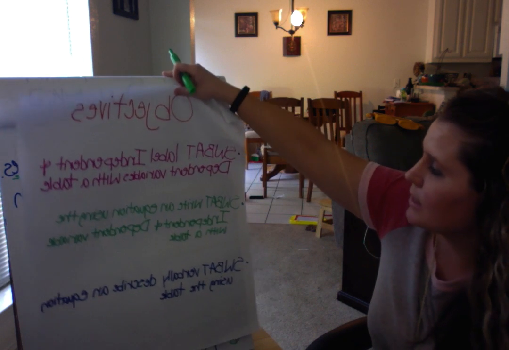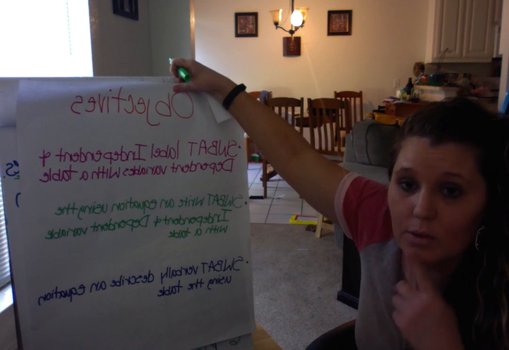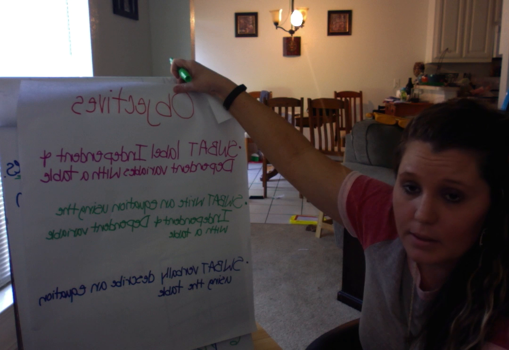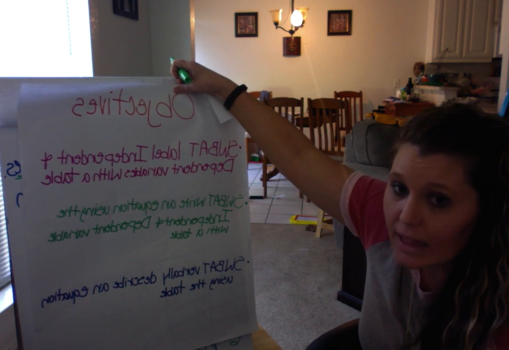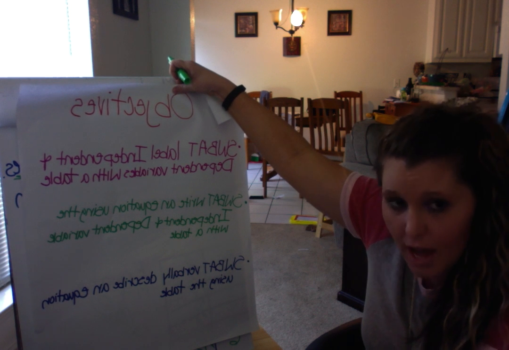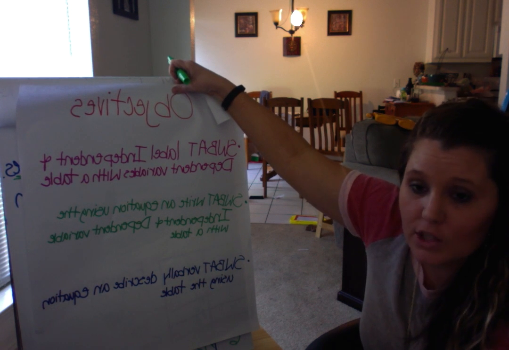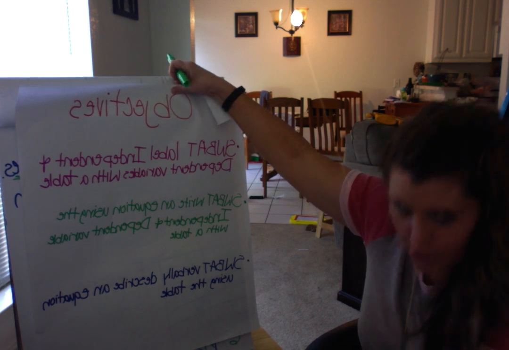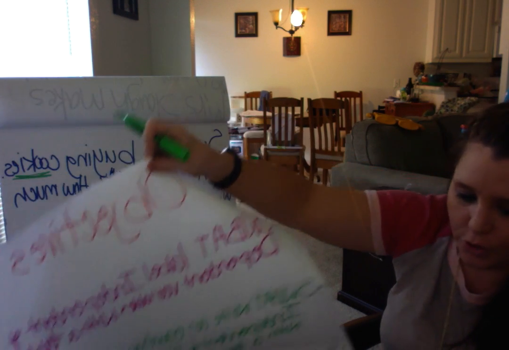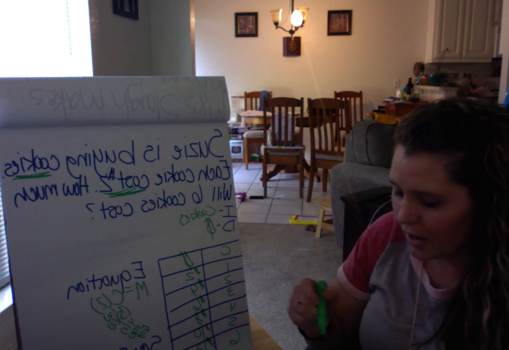So we have 3 objectives that we want to meet. We want to label our independent and dependent variables. Check. We want to write an equation using them from the table. Check. And we want to be able to verbally describe our equation using the table. Check. We are able to do all 3 of those things. Okay, very good job, class.